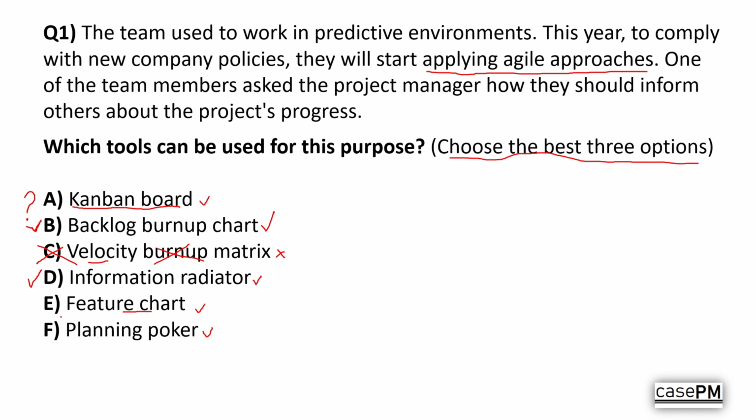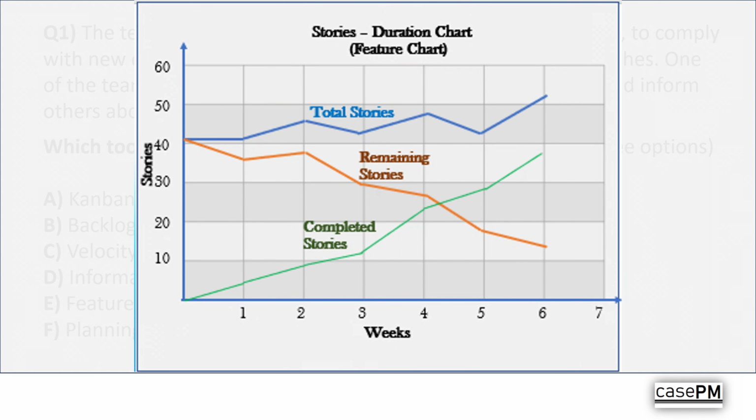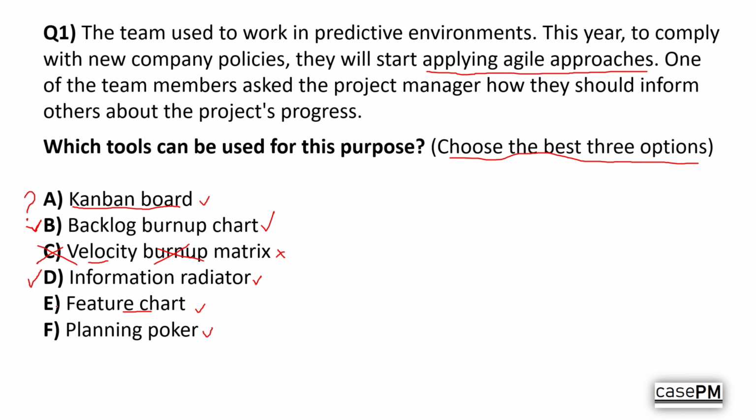A feature chart focuses on tracking the completion of high-level features instead of detailed tasks. It gives stakeholders a quick snapshot of how many features are done and how many are left. Here is an example. As you can see here, the chart shows the total number of stories, completed stories, and the remaining stories. Since we can track progress using this chart, we can easily say that this is one of the best options as well.